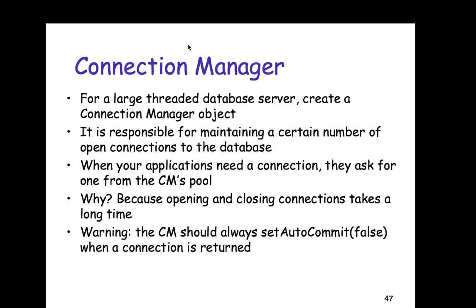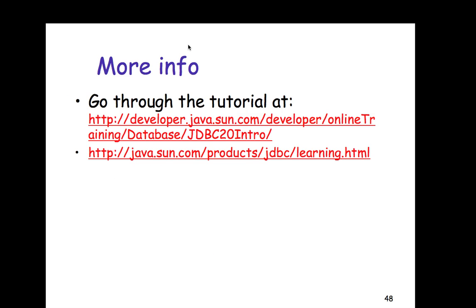Warning, the connection manager should always set auto-commit to false when a connection is returned. Because otherwise you could have some parts of transactions being performed through an open connection, and then the connection goes away and gets closed. It's auto-commit, which might mess up some consistency between other connections that might be going on. Because you can have simultaneous connections and simultaneous database activity going on for different tables or different purposes. So not only do you have it between users, but you can have it in the same application, and you can create a multi-threaded kind of database connectivity that way.